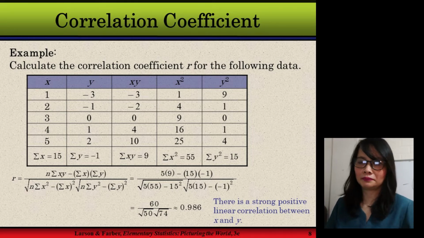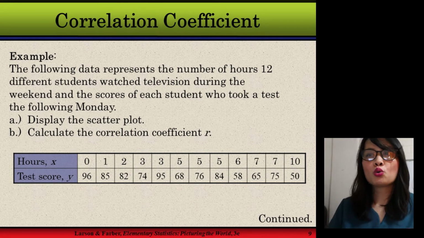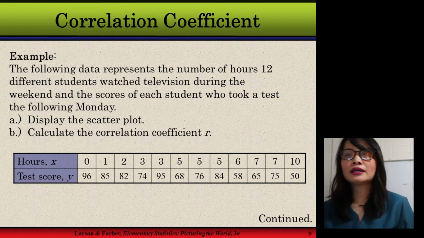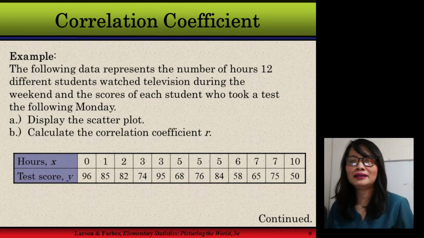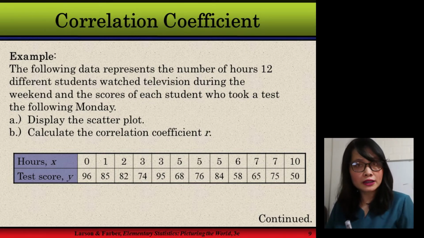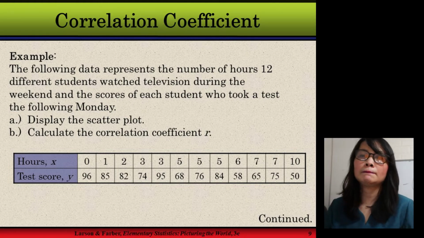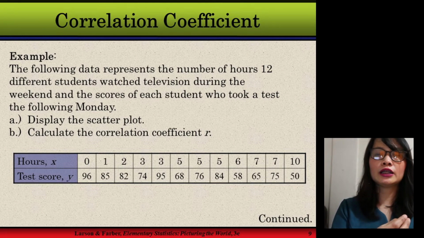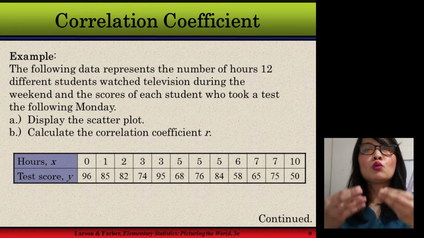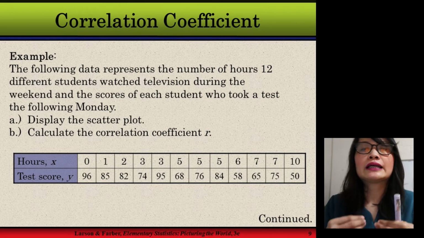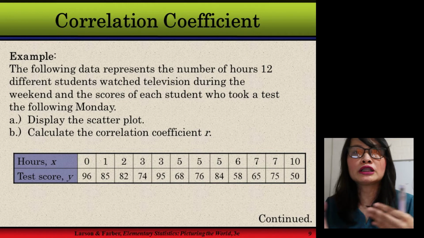Okay, this is the problem. The following data represents the number of hours 12 different students watched television during the weekend. Okay, and then the scores of each student who took a test the following Monday. Okay, letter A, display the scatter plot. Letter B, calculate the correlation coefficient r. So given the data that we have, X will be the number of hours 12 different students watch television during the weekend. And then Y value, you are referring to the test score of the student who watched television during the weekend.